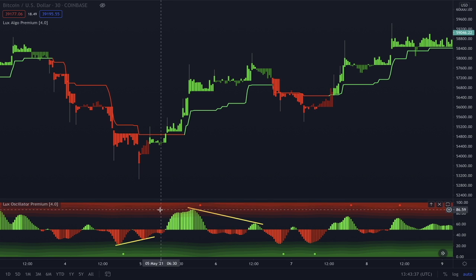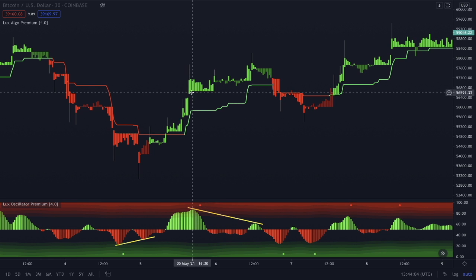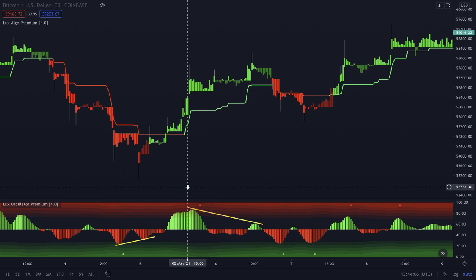As you can see, I've labelled the two divergences on my chart. This bullish divergence occurs as the candles make a lower low, however the oscillator has clearly made a higher low. And of course, over here we have a massive bearish divergence. The candles have made a higher high, and the oscillator has made a lower high, as you can see labelled here.